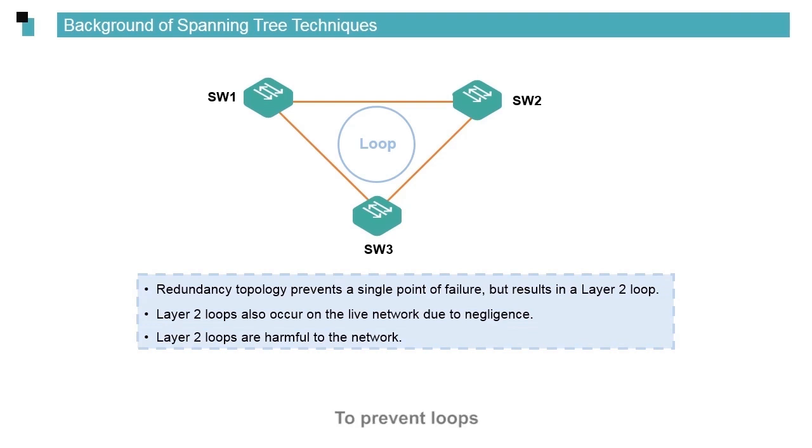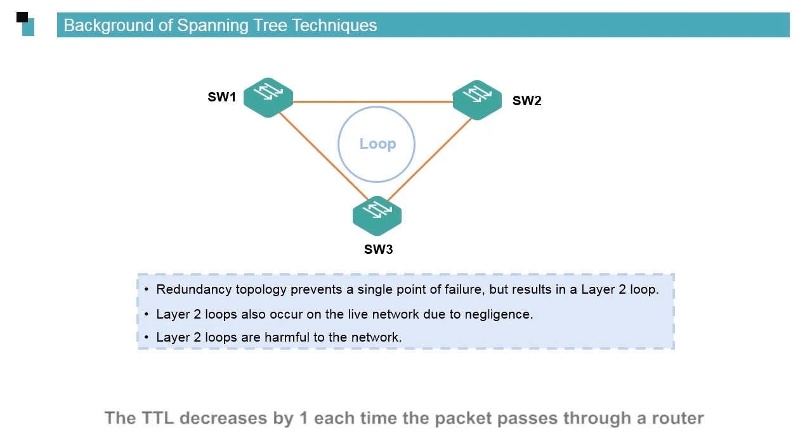To prevent loops, a time-to-live field is added to the IP packet header of a Layer 3 data packet. The TTL decreases by 1 each time the packet passes through a router. If the TTL decreases to 0 on a router, the router discards the data packet and replies with an ICMP TTL timeout message to the source. The TTL helps prevent the packet from being looped.